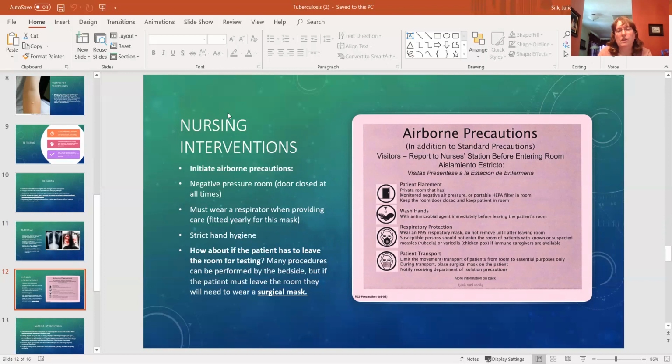Okay, so earlier we discussed how you would do airborne precautions for this patient. So you would put them in a negative pressure room with the door closed. You have to wear that N95 mask when you provide care. You have to do really good strict hand hygiene. If the patient has to go anywhere for testing, like say they have to go down to radiology for something, you would try to avoid large groups of people. So you would put a mask on the patient, and then you would probably try and take them down the back elevators or something to keep them away from a lot of people.